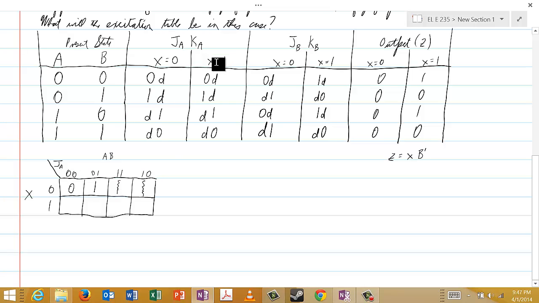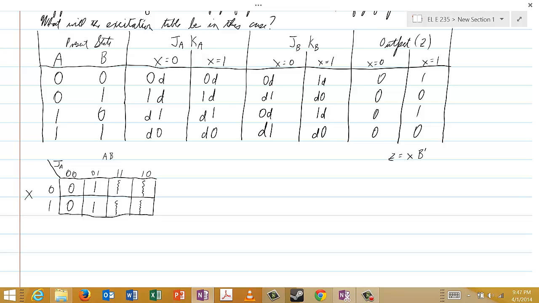And now when x is equal to 1, we come over here to this column. And when A is 0 and B is 0, we get 0. When A is 0 and B is 1, we get 1. When A is 1 and B is 0, we get don't care. And when A and B are both equal to 1, we get another don't care. So that's the Karnaugh map for JA.